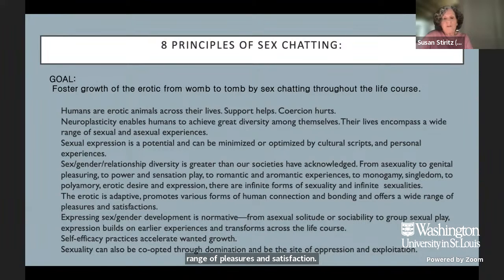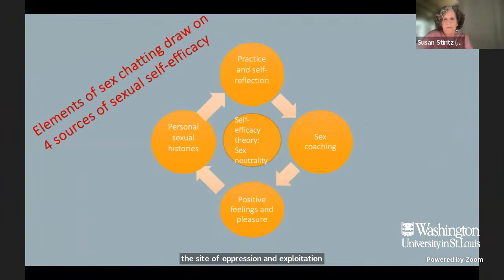Expressing sex-gender development is normative, and sexual self-efficacy practices accelerate wanted growth. Sexuality can also be co-opted through domination and be the site of oppression and exploitation. Elements of sex chatting include practice, as we said, practice and self-reflection, sex coaching, positive feelings and pleasure, and personal sexual histories.